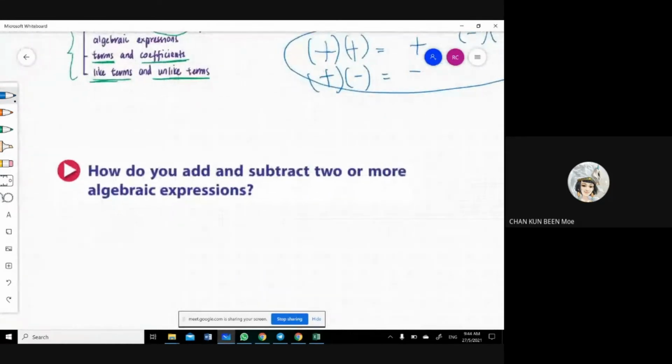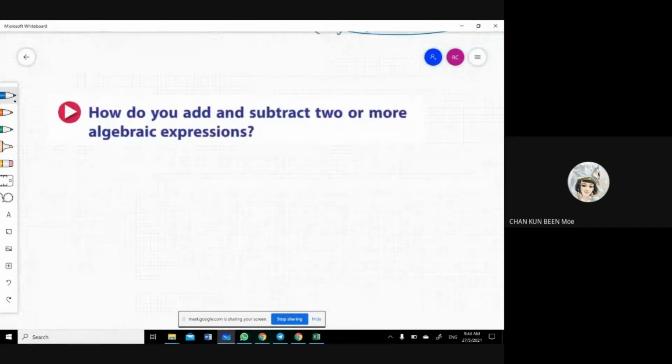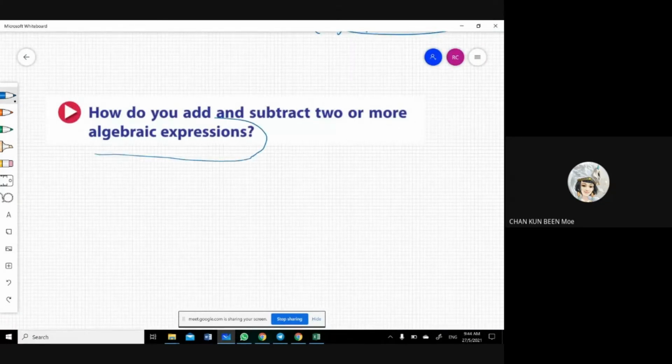Let's see. How do you add and subtract two or more algebraic expressions? Hopefully you still remember what is an algebraic expression. An algebraic expression consists of algebraic terms. For example, x plus 2x plus 3y and so on. Okay, and also a number like this. So how do we add and subtract two or more algebraic expressions?